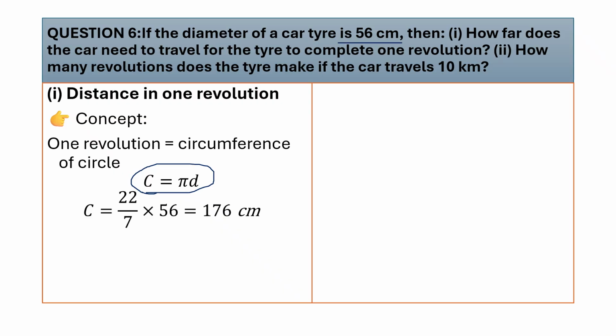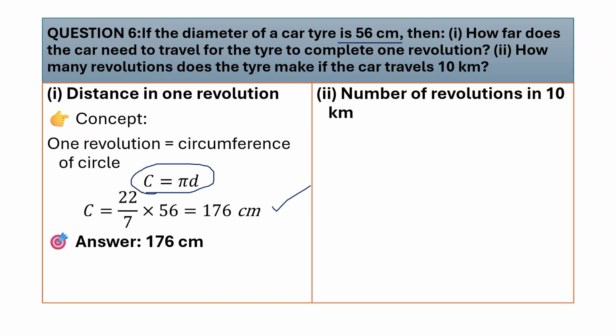So 22 upon 7 into 56 will give you 176 centimeter. So what is the answer we got here? That is 176 centimeter. That is part 1. Second is, how many revolutions does the tire make if the car travels 10 kilometer?